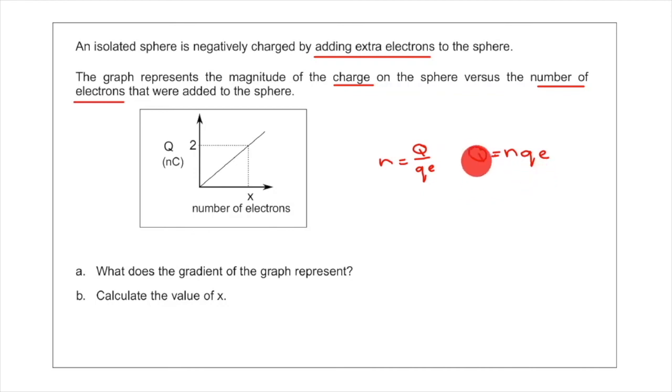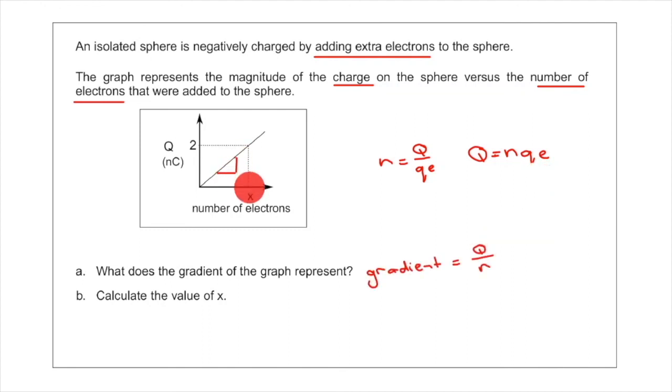This is the total charge on the object, or the total charge of all the electrons altogether, and that is the number of electrons times the charge on one electron. And remember, the charge on one electron is going to be a constant value. So the moment that you look at that one, you will see the charge is going to be directly proportional to the number of electrons, and that's why we have a straight line through the origin. And here they ask us, what does the gradient represent?